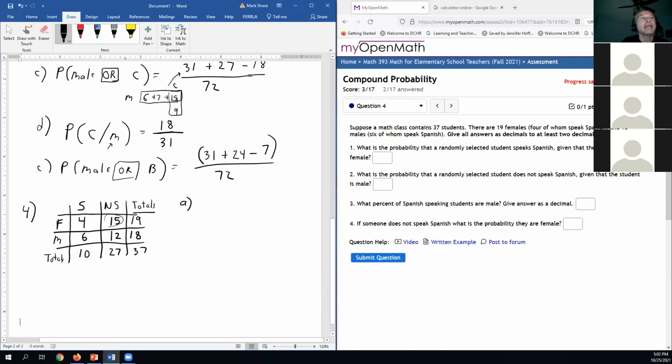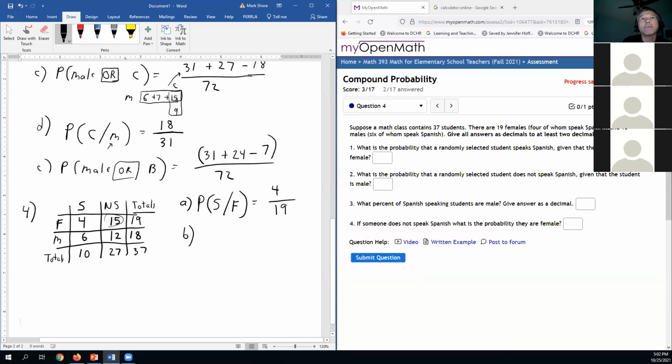Okay, I'll call this part A, part 1. It says, what is the probability that a randomly selected student speaks Spanish? So I'll write it this way: probability that they speak Spanish, given that the student is female. So how many females do we have? 19. How many of them speak Spanish? 4. So that would be the answer to part A. And that was actually given in the problem there. There were 19 females, 4 of whom speak Spanish. And that's what they wanted on part 1.